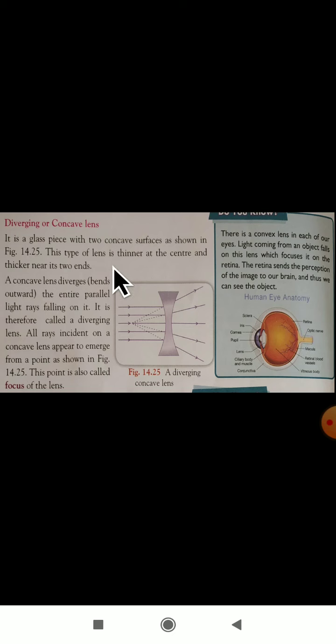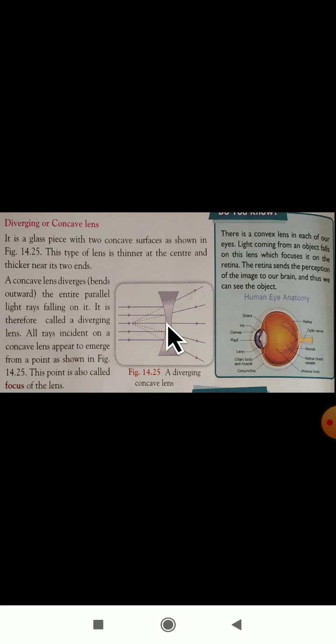It is a glass piece with two concave surfaces, as shown in figure 14.25. You can observe, this is the diverging or concave lens. Dear students, here the ends are thicker and the center part is thin. For this we call it a concave lens. You should be able to draw concave and convex lenses as I have told. In figure 14.22, they have given the types of lenses. You have to practice that diagram here.